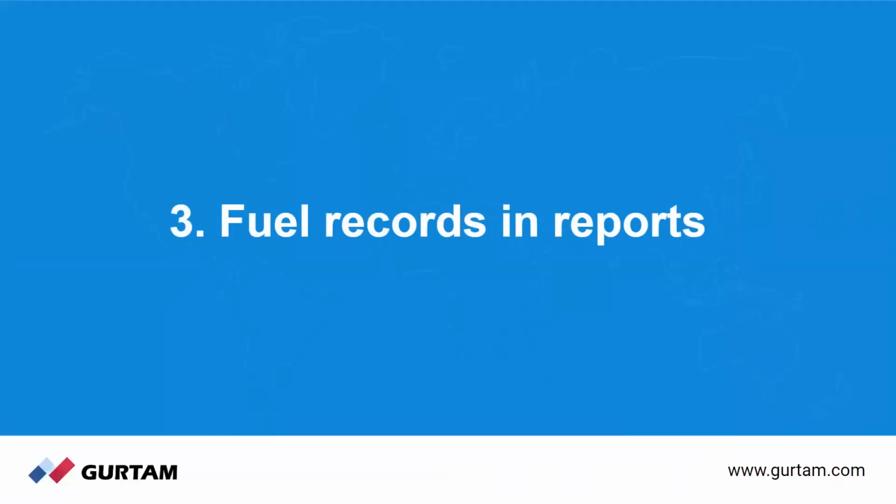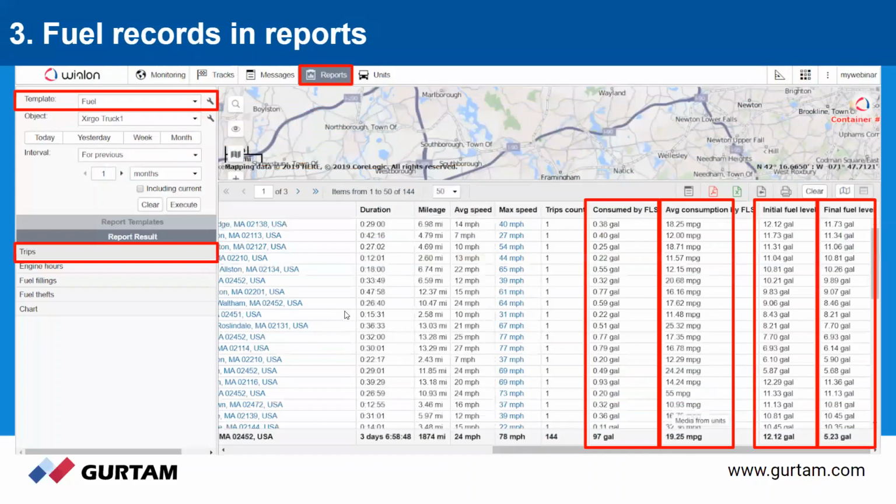Now we'll talk about fuel records in reports. Here is one report that I have run for fuel. It has multiple tables. One of the tables is trips, and in the trips report you can see fuel consumption during the trip, which is mentioned here, and then the average fuel consumption. You can also see initial and final fuel levels.